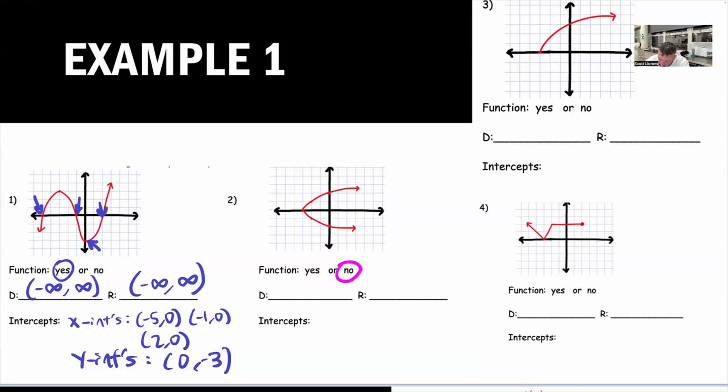As far as the domain goes, this graph goes only this far to the left, which is an x value of negative 3. Now that x value is achieved, so we're going to use a bracket. And then it goes forever right. So we have all of these x values and all of the values all the way to the right. So it goes all the way to infinity. We don't have any other kind of gaps or anything like that.